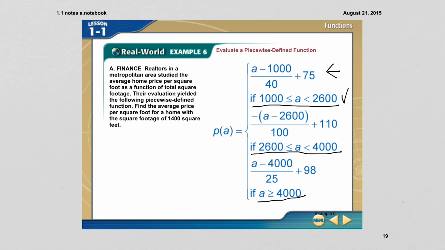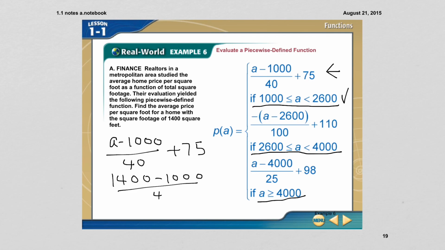So we're going to use A minus 1000 over 40 plus 75. Okay, our A is 1400, the total square footage, minus 1000 over 40 plus 75. Okay, that's going to come out to be 85. So that means that the price per square foot is $85.